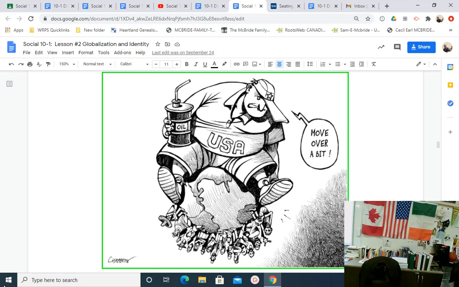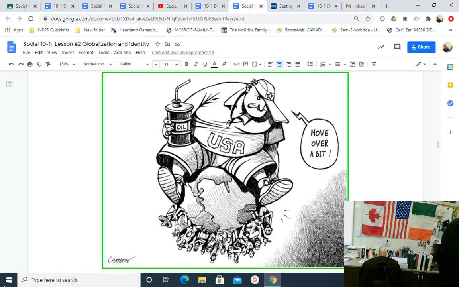And we're going to go through it many times. We're going to go through many steps. But one way to get started is to say, what's on the page? Here, we have a cartoon. Within the cartoon, we have different figures. The dominant figure is the United States.